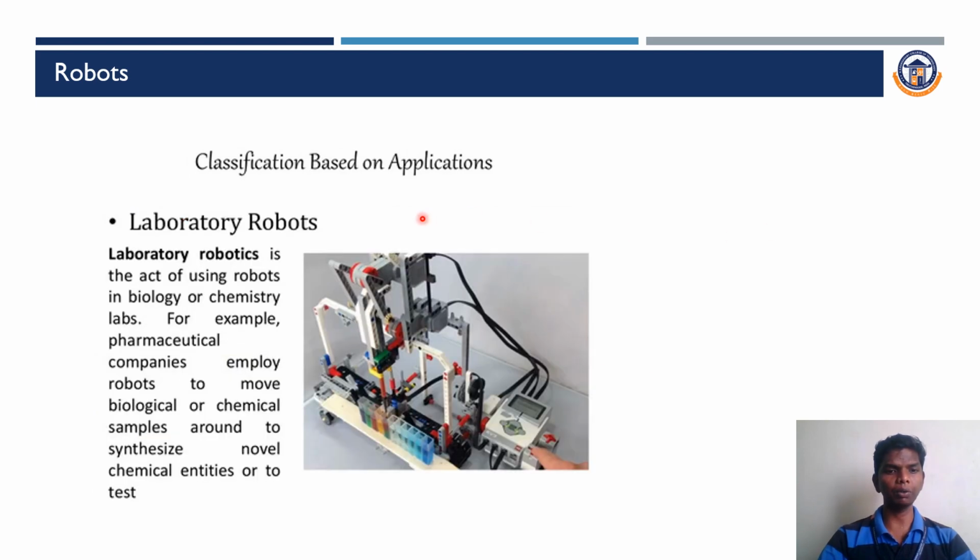This one is a laboratory robot. A laboratory robot is the act of using robots in a biology or chemistry lab. For example, paramedical companies employ robotics to move biological or chemical samples around, for synthesis of novel chemical entities to test. So look at this paramedical robot. Everyone knows a chemical is harmful to the human being. That's why we are going to use laboratory robots.